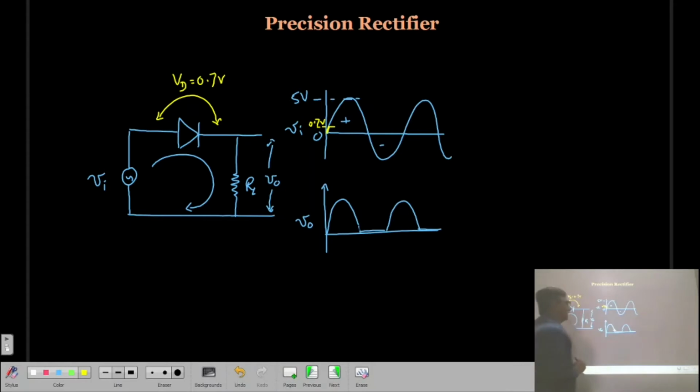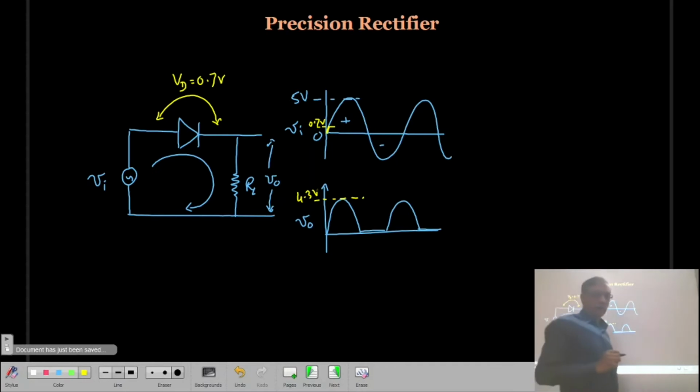So as a result, what will happen? The output present here is not 5 volts, but it will be 4.3 volts. So in a diode, there is a cut-in voltage. For silicon it is 0.7 volt, and for germanium it is 0.3 volt. We know that. So here the input and output signals are not identical, and the output signal will be less than the input signal.